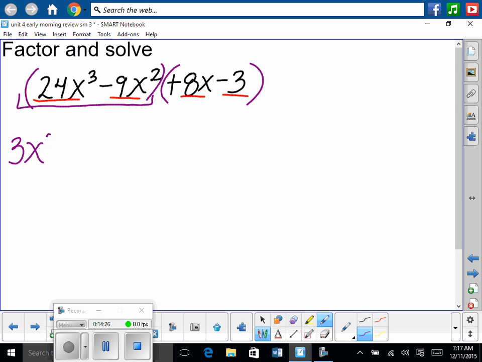So 3x squared is what I'm pulling out. What you pull out is what you divided out, but you've got to write it. So then I go through and divide each thing by what I pulled out. 24 divided by 3 is 8. x cubed divided by x squared is x. Negative 9 divided by 3 is negative 3. And then x squared divided by x squared is 1. Negative 3 times 1 is just negative 3. Is everybody good with that?